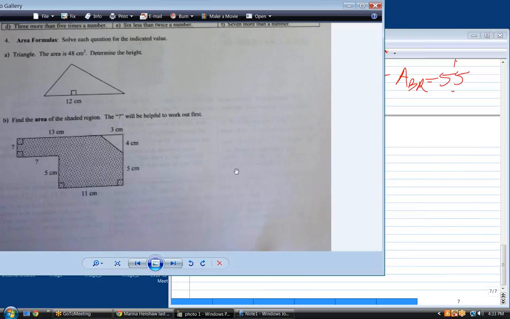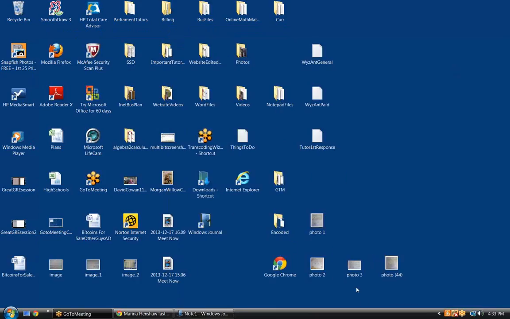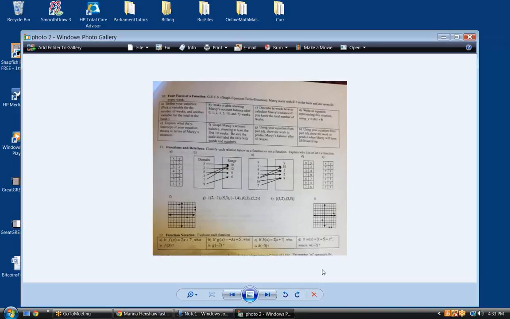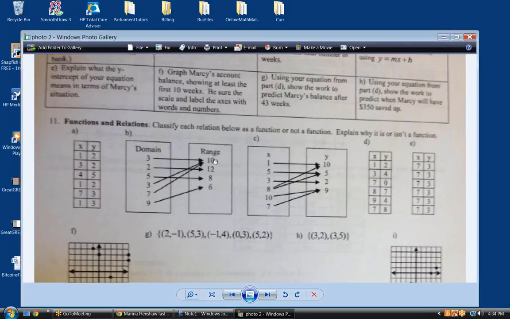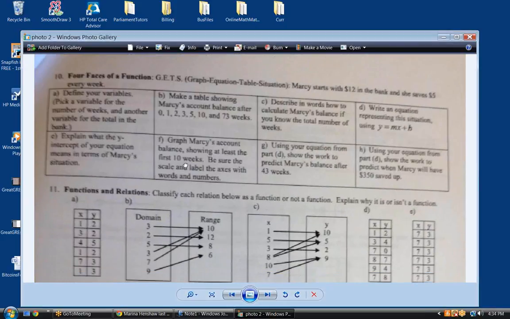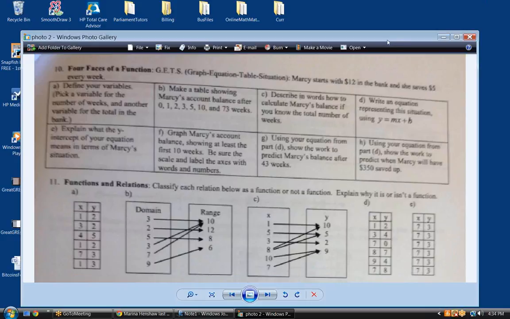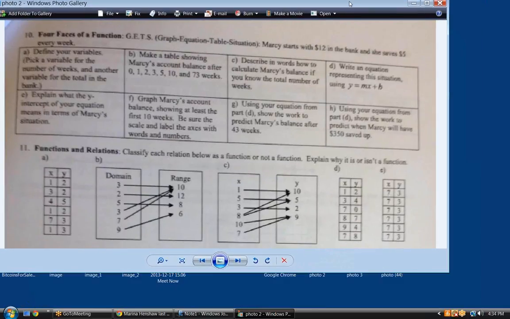Okay, next page, I assume? Yes. Okay, that was photo 1. Let's try photo 2 here. Where do you want to start here? With 10? 10A. 10A, okay.